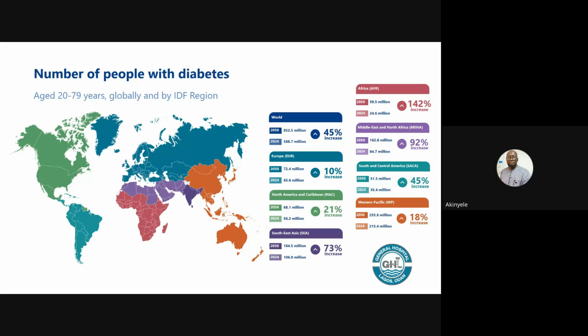And when you look at this slide, you will see that all over the world, the prevalence will increase in the next 25 years. But the largest increase will come from Africa, meaning that Nigeria should also brace up for a high prevalence of diabetes, being the largest in terms of population in Africa.